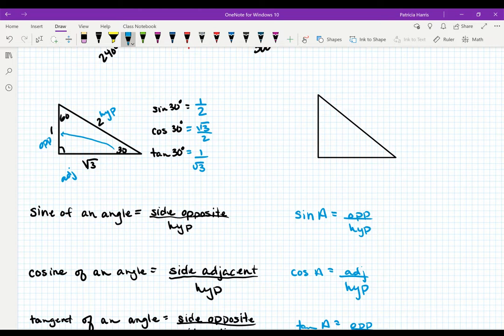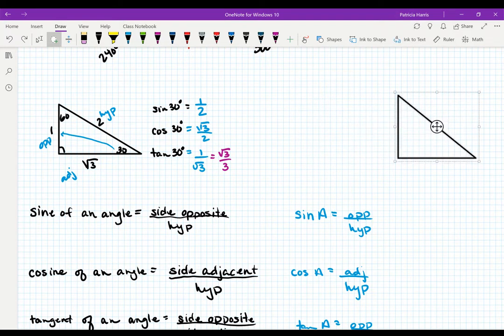Okay, we can work on rationalization later, but if I were to rationalize this, my answer would be radical 3 over 3. Okay, so it kind of depends on your teacher. Some teachers really like rationalization. Other teachers really don't mind if you leave it a little bit sloppy, I guess, or kind of unrefined, as it were.